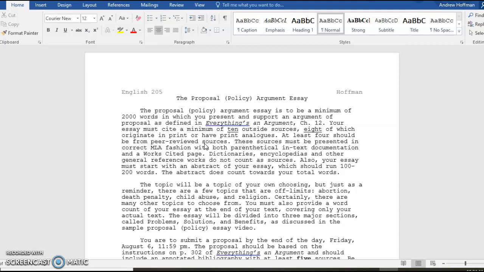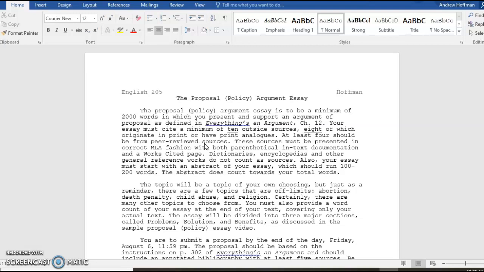Also, your essay must start with an abstract, which should run about 100 to 200 words. And the abstract does count towards your total word count. Okay, so you can already see how we're going to get to 2,000 very easily. What's an abstract? An abstract is a summary of your essay.